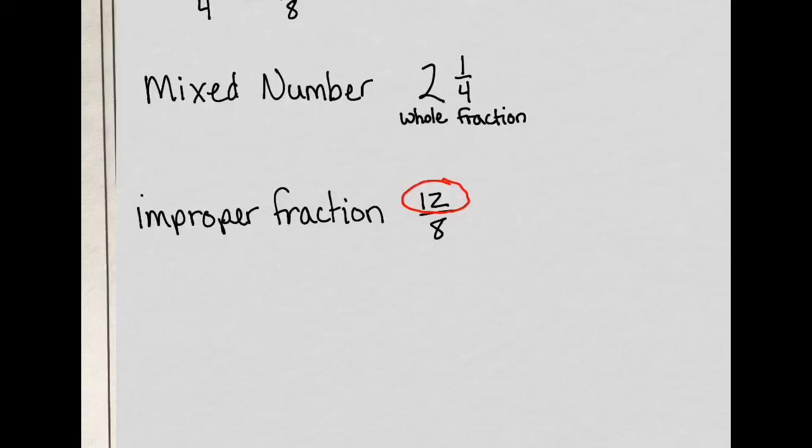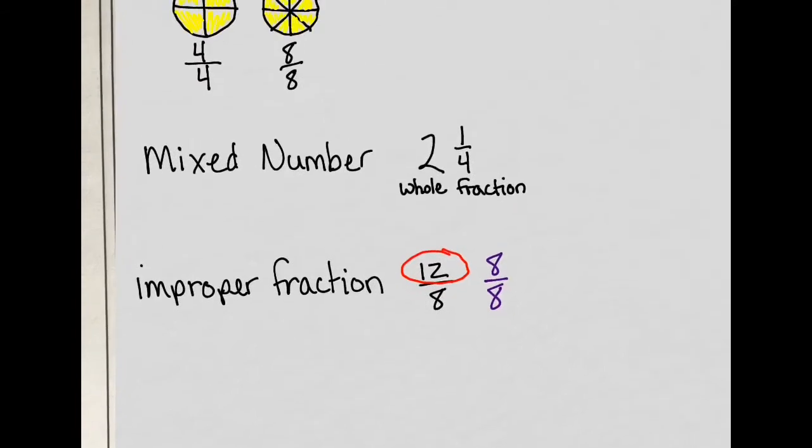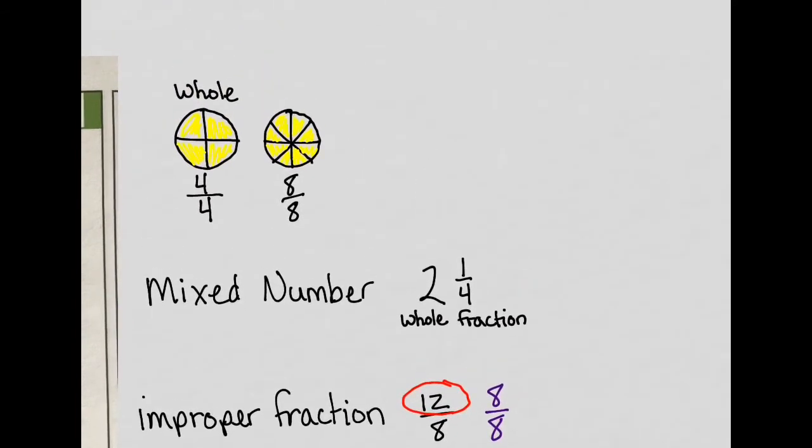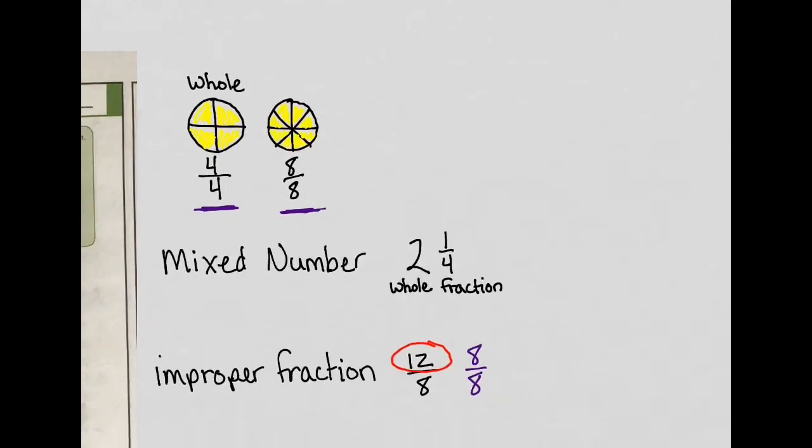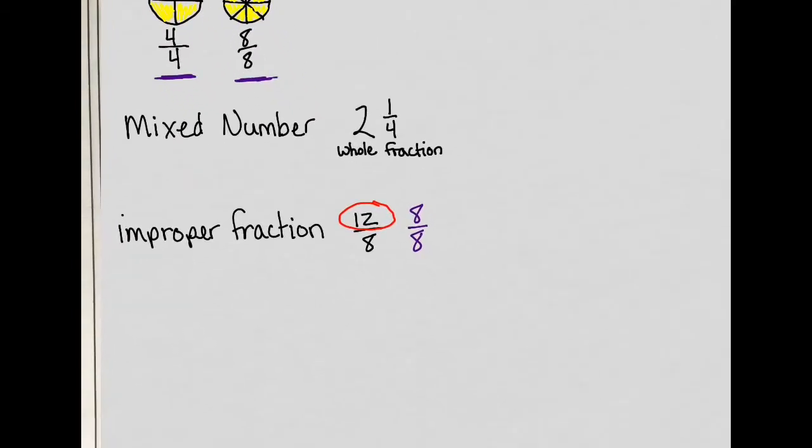So in that case, we have to take away a whole, because we know that a whole, for this example, 12/8, a whole would be 8/8. Okay, you remember that from up here? We talked about a whole being 4/4 or 8/8, 12/12, 16/16. All the pieces are used.